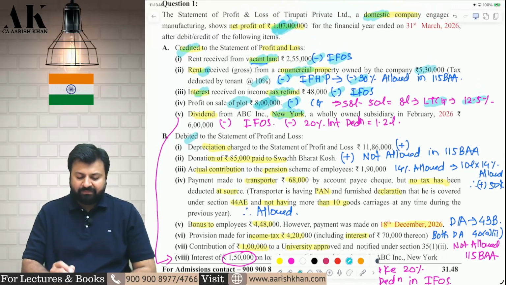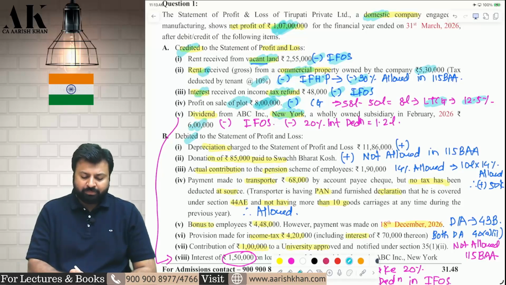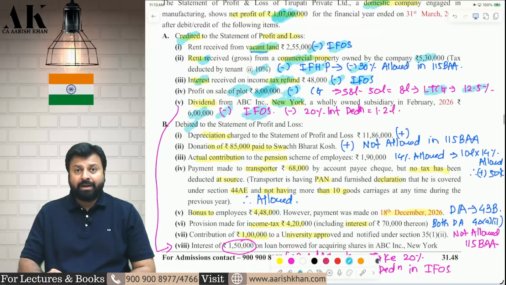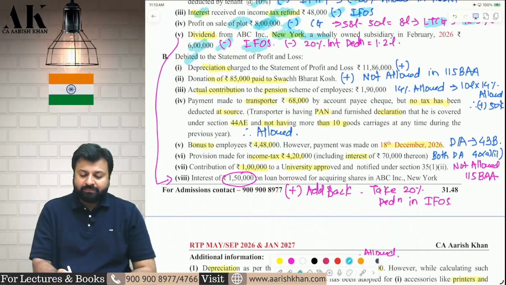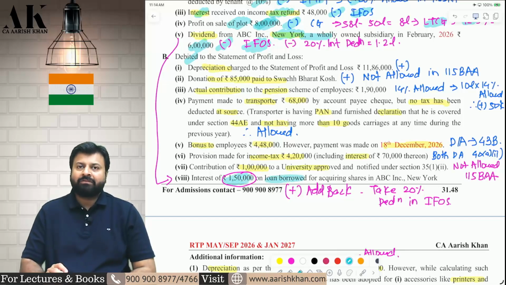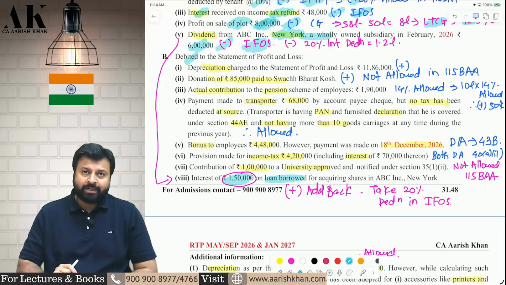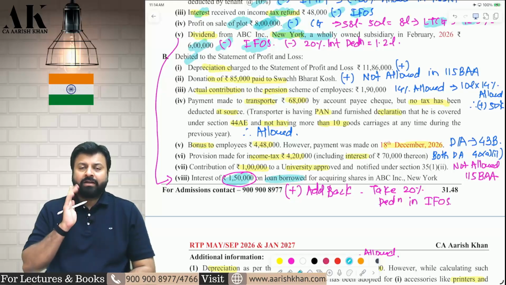Next, you are receiving some dividend from a foreign company of 6 lakh rupees. The very first thing you will do is reduce from PGBP and show under IFOS. But at the same time, to invest in this foreign company, you have taken a loan. Check here in point number 8. On that loan, you have incurred an interest of 1,50,000 rupees. Do remember that against dividend income under IFOS, we get only one deduction, that is interest expense, up to 20% of the dividend.